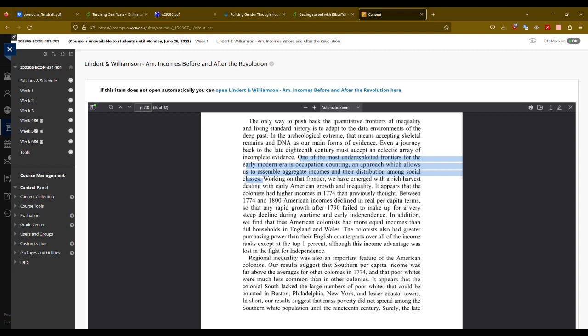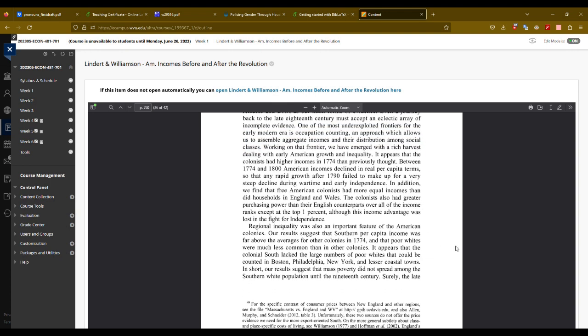They're looking at occupations and trying to see how many people probably in the various states or cities in the colonies were engaged in various occupations, using that to try and measure income. And now when we go back and read when they actually talk about how this works, we'll know what to expect. Working on that frontier, they continue, we have emerged with a rich harvest dealing with early American growth and inequality. It appears that colonists had higher incomes in 1774 than previously thought.